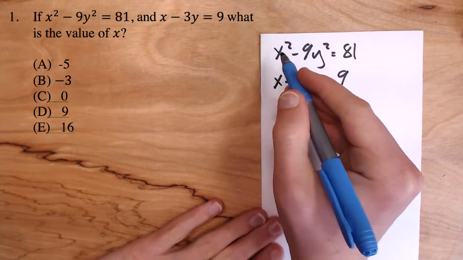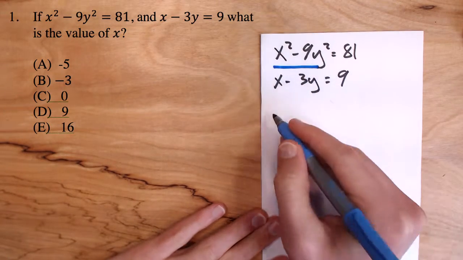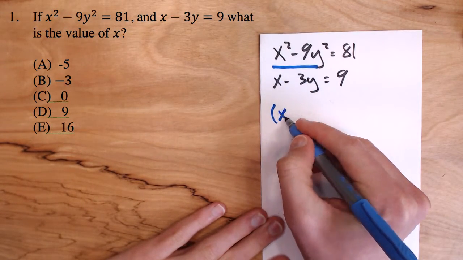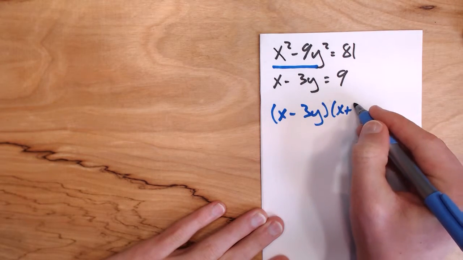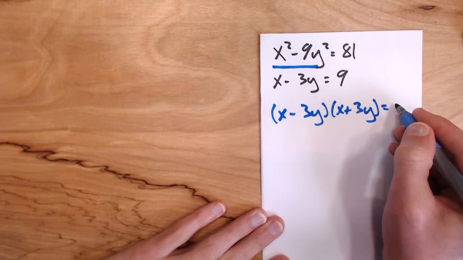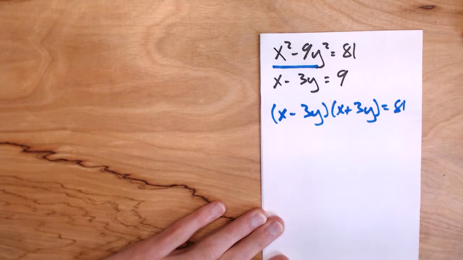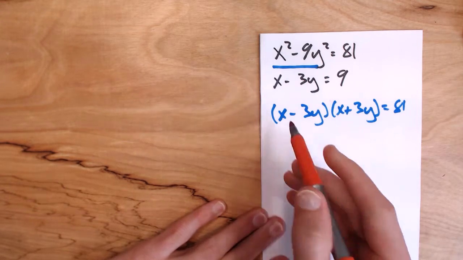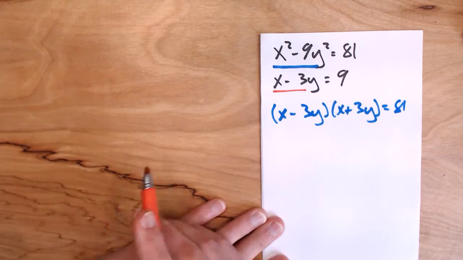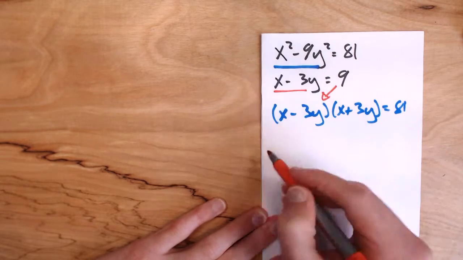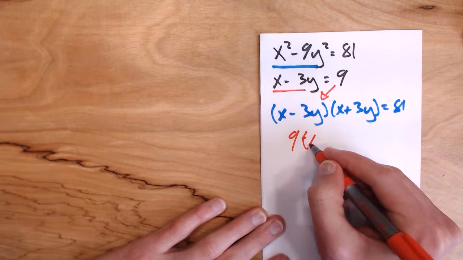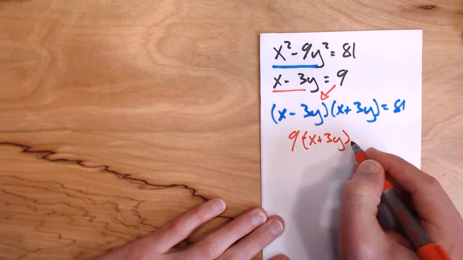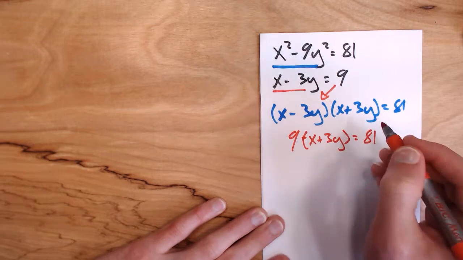So it turns out we can factor this first equation, and it's going to factor as a perfect square, x minus 3y times x plus 3y. Okay, that's a great start. So what can we do next to be sneaky? Notice we already have x minus 3y, so we can just plug in 9 for x minus 3y. So I'll write 9 times x plus 3y equals 81, so I've just substituted in 9.